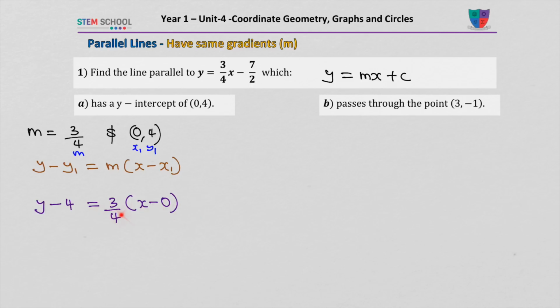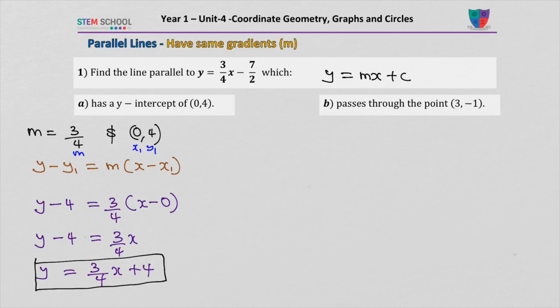Now I need to multiply out the bracket. y minus 4 equals 3 over 4x. 3 over 4 times x is 3 over 4x. 3 over 4 times 0 is 0. Therefore, y equals 3 over 4x plus 4. So that is the equation of the line which is parallel to this one because they have the same gradient, but they have different intercept on the y-axis.